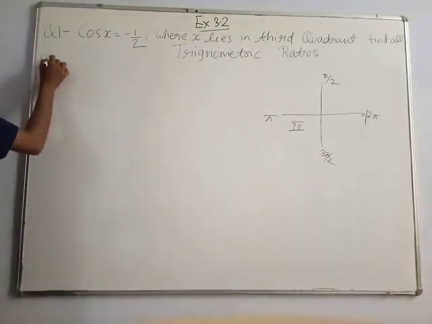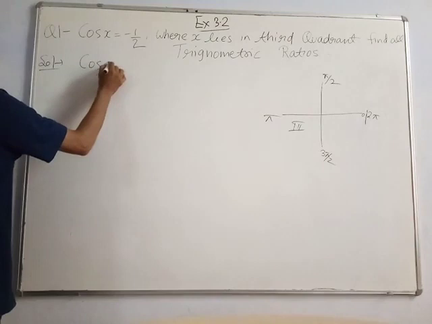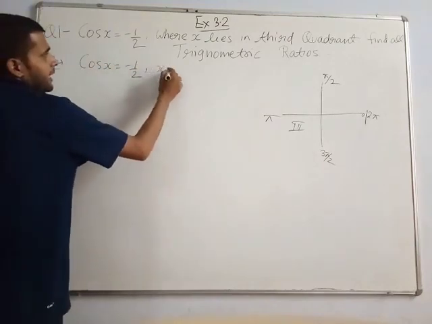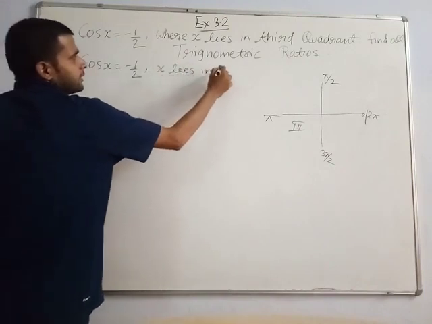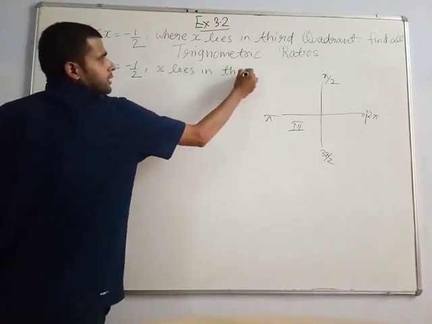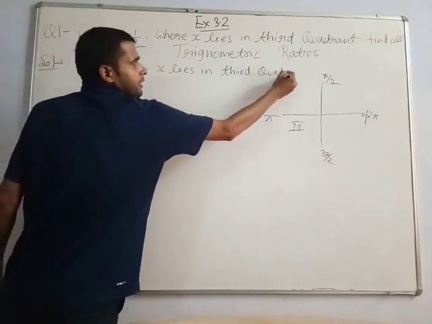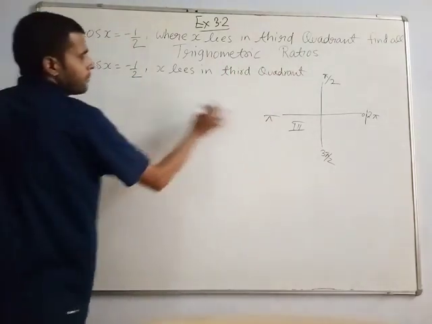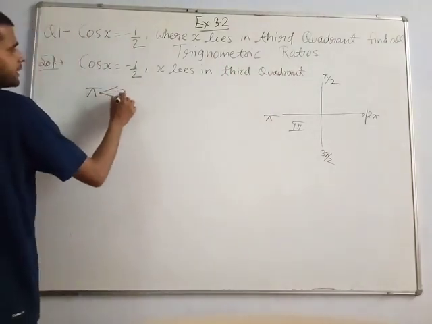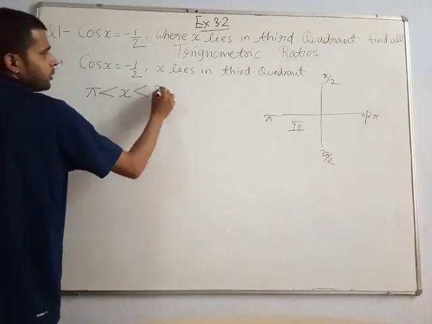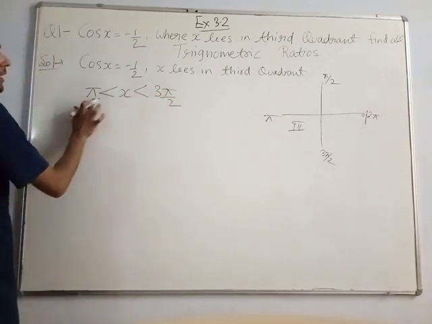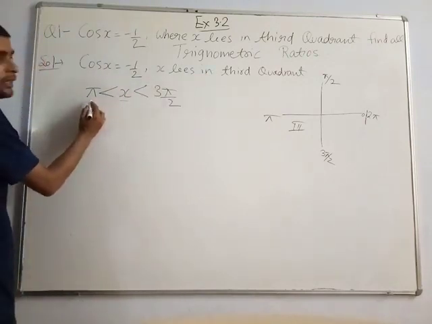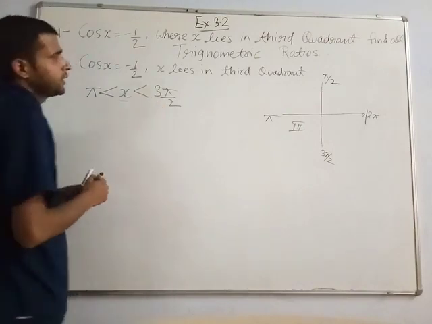So cos x equal to -1/2, x lies in the third quadrant, right? Third quadrant means x lies between pi and 3 pi upon 2, pi is less than x and x is less than 3 pi upon 2.